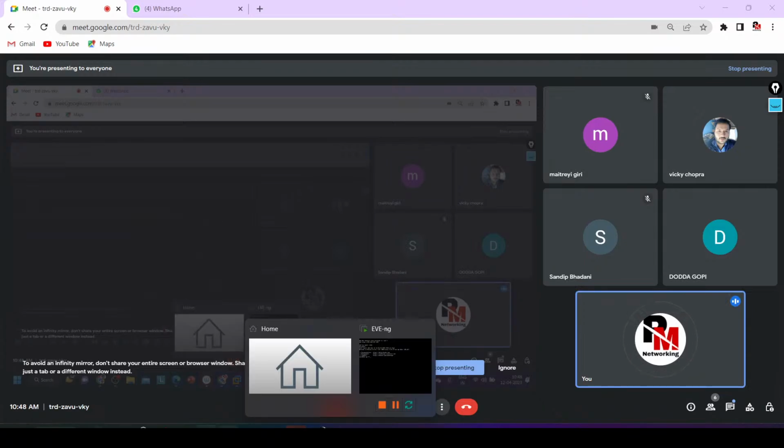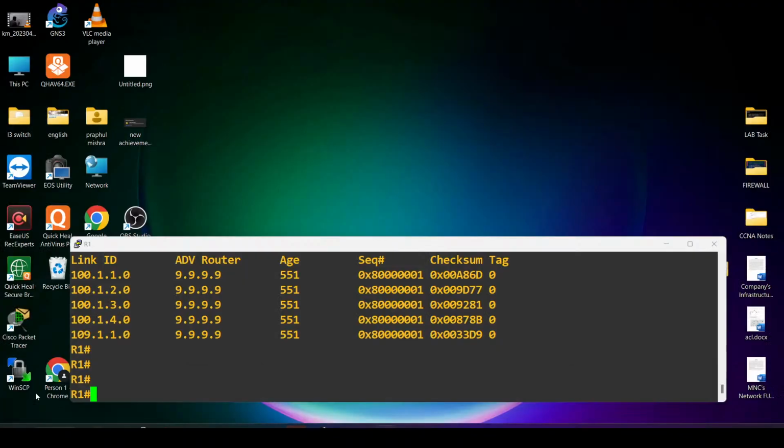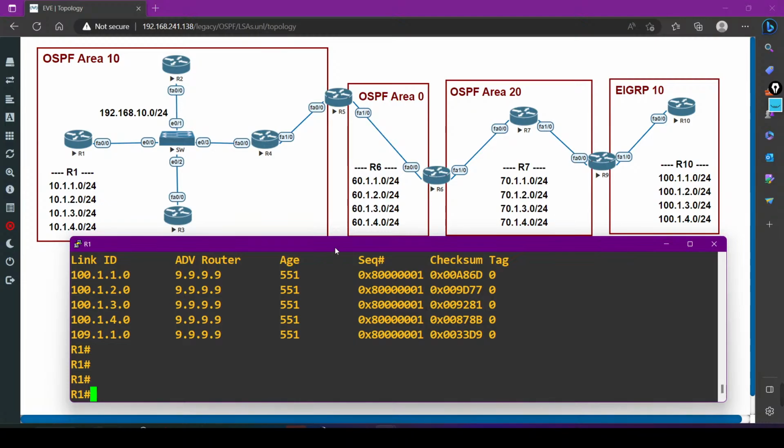Okay. So let us understand this once more. So see, the 60.1.1.0 network is coming from area 0 into area 10. Yes or no? So router 1 will receive the 60 prefix via which LSA?